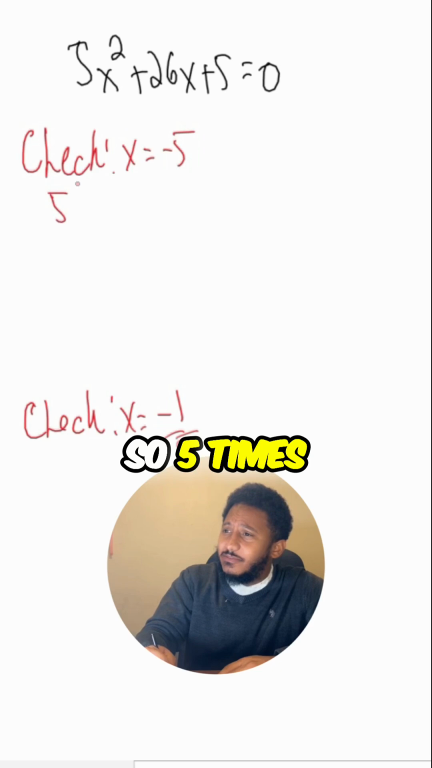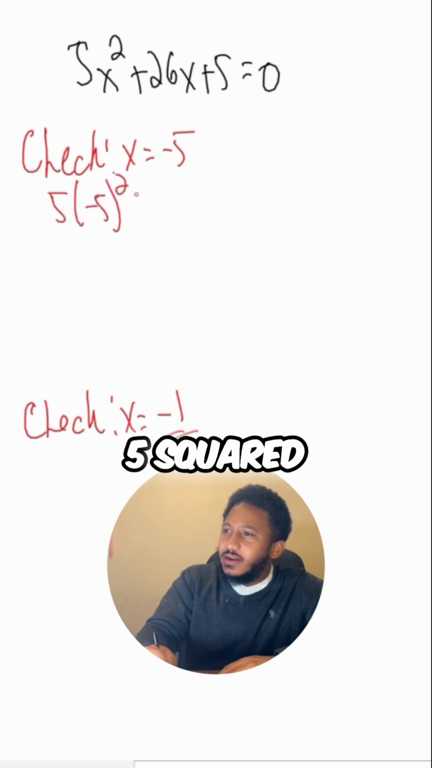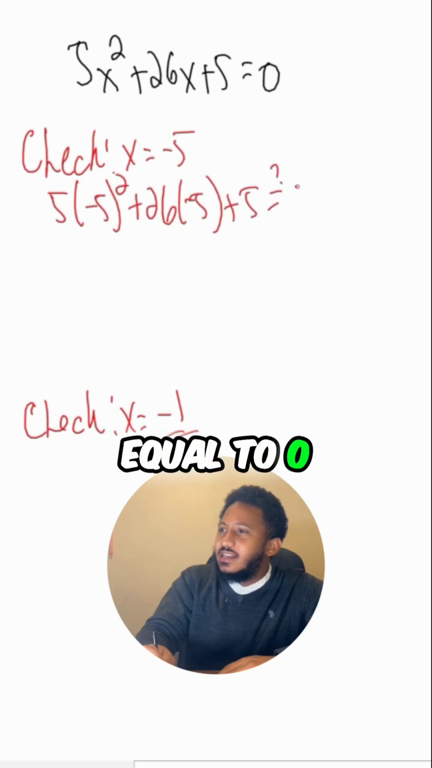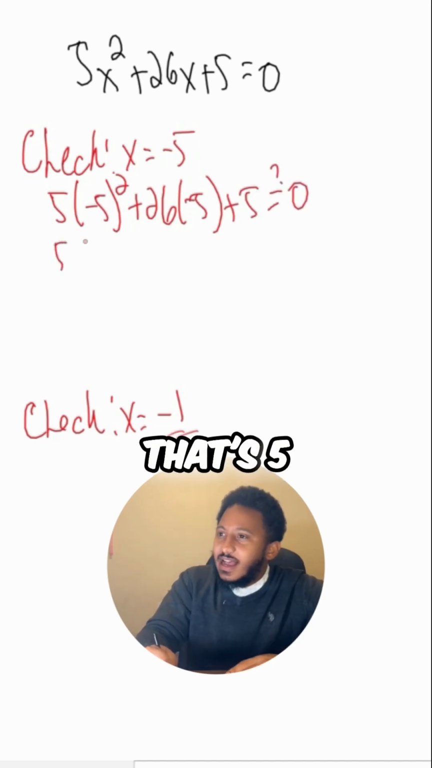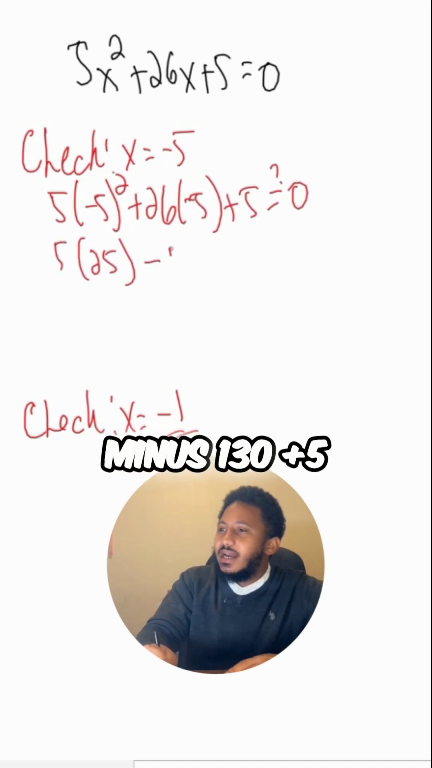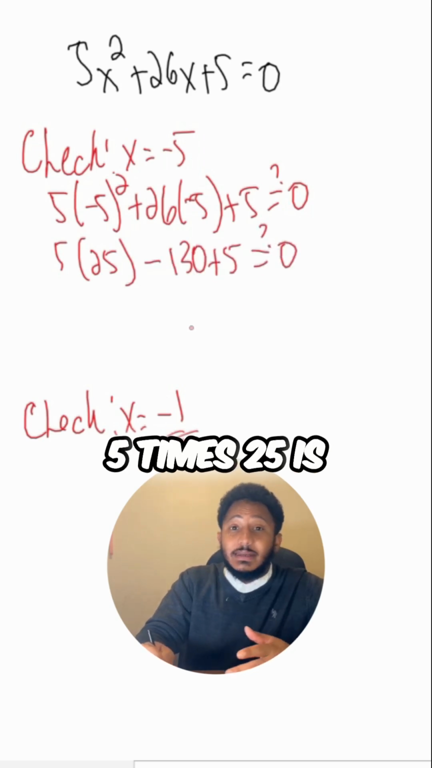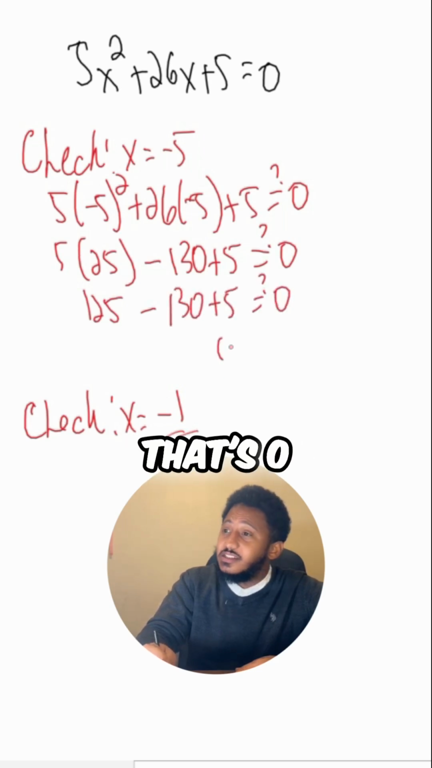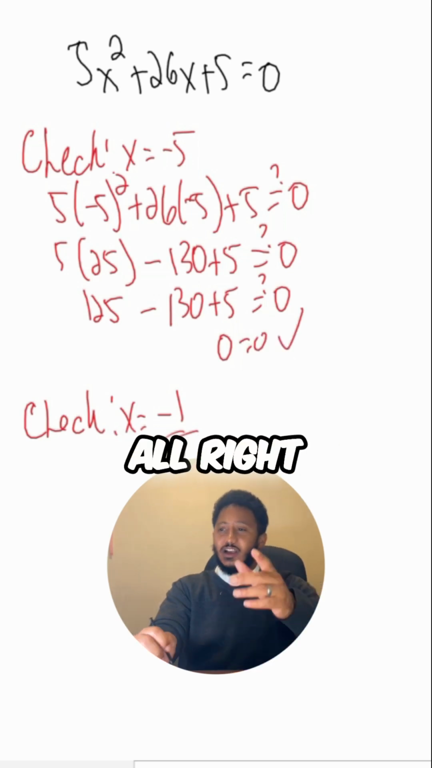Okay, so 5 times negative 5 squared plus 26 times negative 5 plus 5. Is that equal to 0? Let's see. Well, that's 5 times 25 minus 130 plus 5. Is that equal to 0? Well, 5 times 25 is 125, minus 130, plus 5. Is that equal to 0? Yep, surely is. That's 0 equals 0. So that one checks. All right, we're good to go.